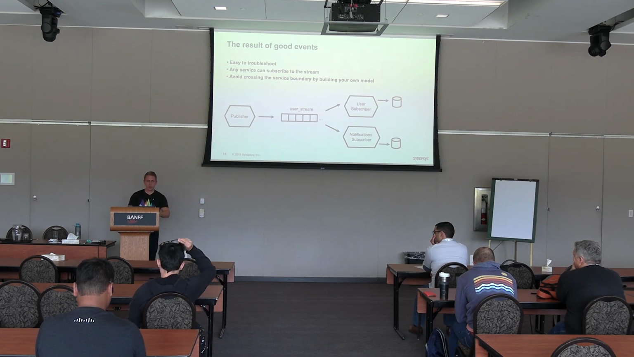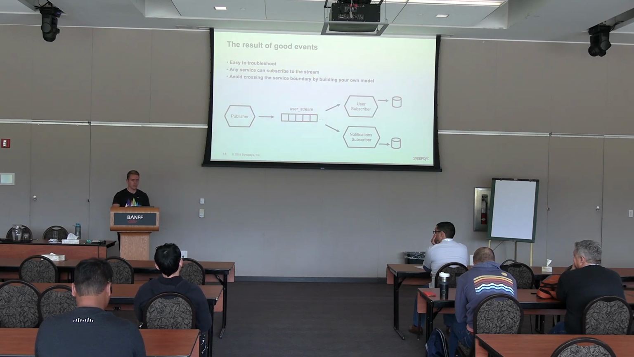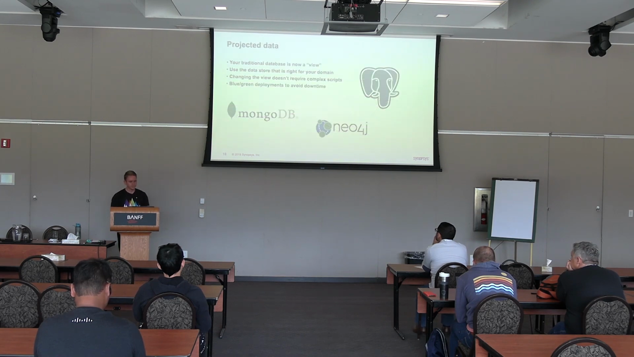Instead of having this service cross the service boundary and make requests to this user service in order to get the email and send it out, where there's going to be a delay, the notification subscriber grabs events from the user stream and builds up its own model of these users, and it can reference it with its own data access layer. So in this case, your traditional database is now a read view.